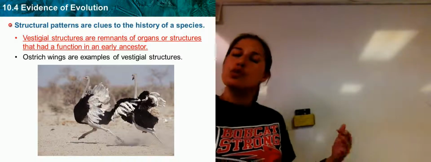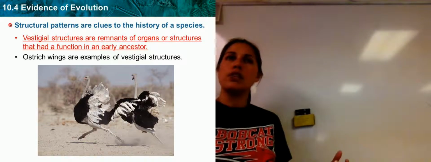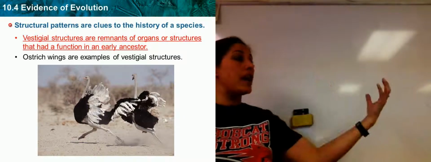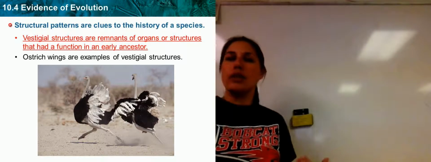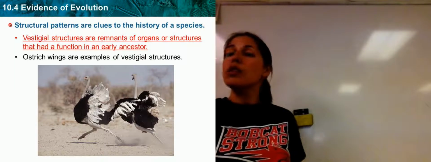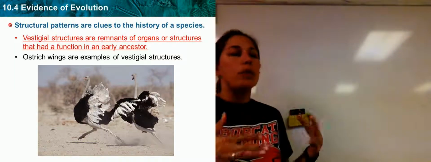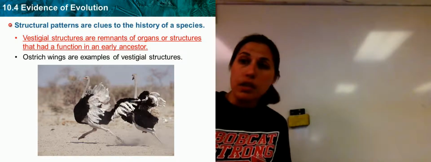So would vestigial structures be a link to common ancestry? Yes, absolutely. Because it's like saying, yeah, my ancestor used that, and now we don't. And who knows, maybe in the future, a million years from now, humans won't be born with an appendix because, well, we don't use it for anything.